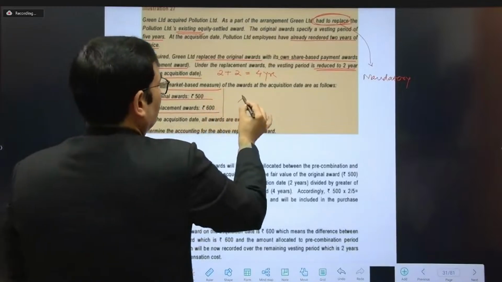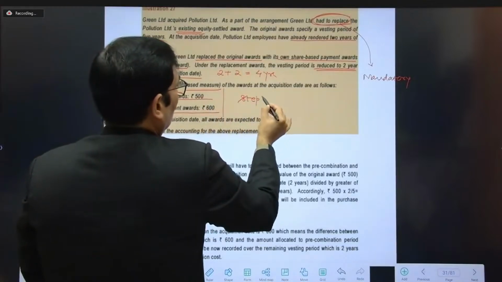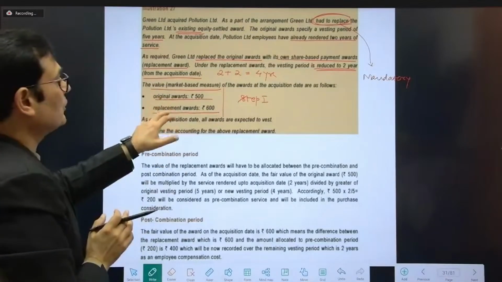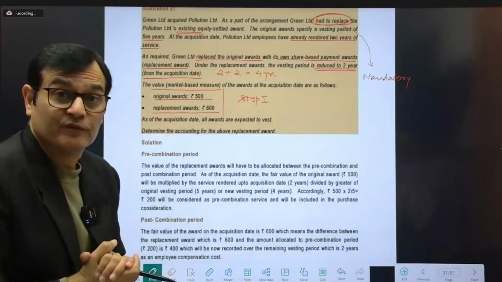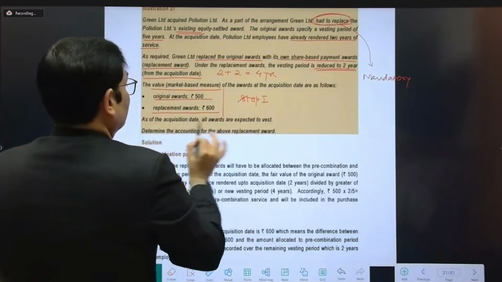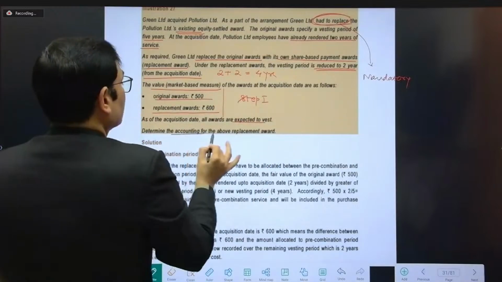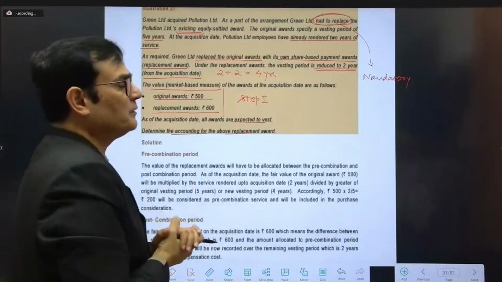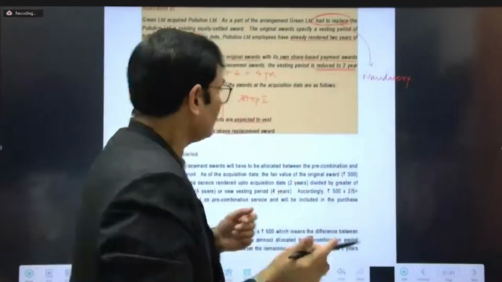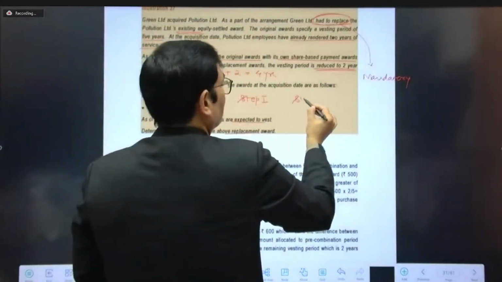So this indirectly becomes my step number 1, organizing the fair value, the market values of the original and the replace awards on the date of acquisition. And on the acquisition date, all the awards are expected to vest. Determine the accounting for the above replacement award. So step number 1 is already given. I just need to go for step number 2 and step number 3. So let's consider step number 2.